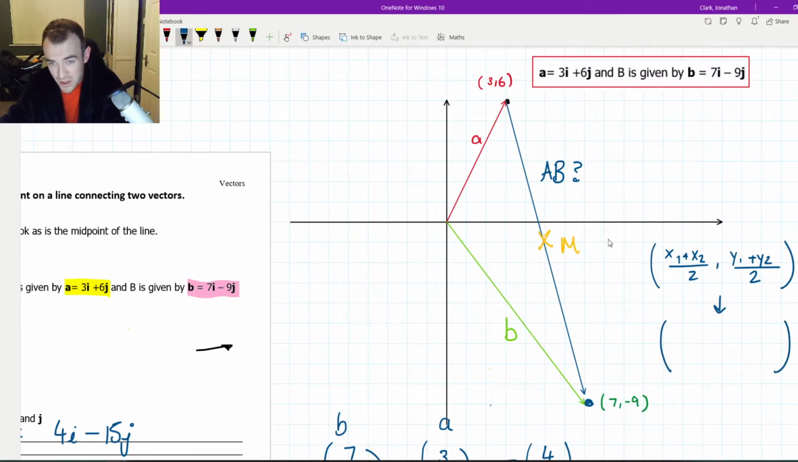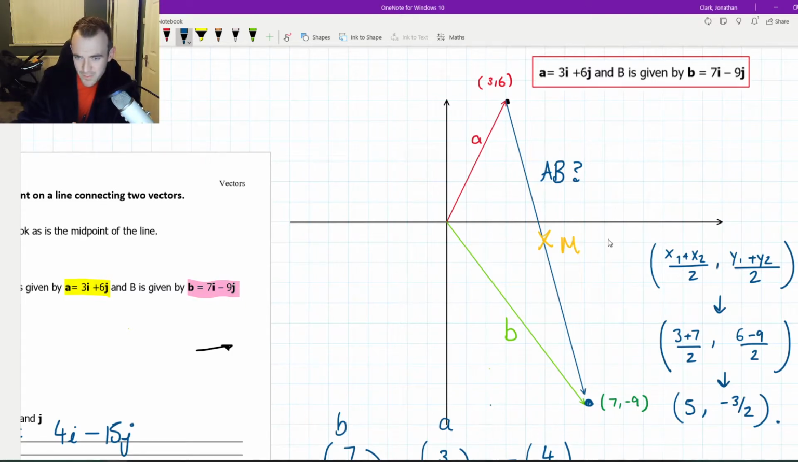So the x values are going to be 3 and 7, which is going to work out as 5, I believe. Do the same with the y values. 10 over 2 is 5. 6 take away 9 is minus 3, so I'm going to get minus 3 over 2. There we go. So maybe you managed to get that. Well done if you did. We can piggy bank the idea from coordinate geometry if we want to.